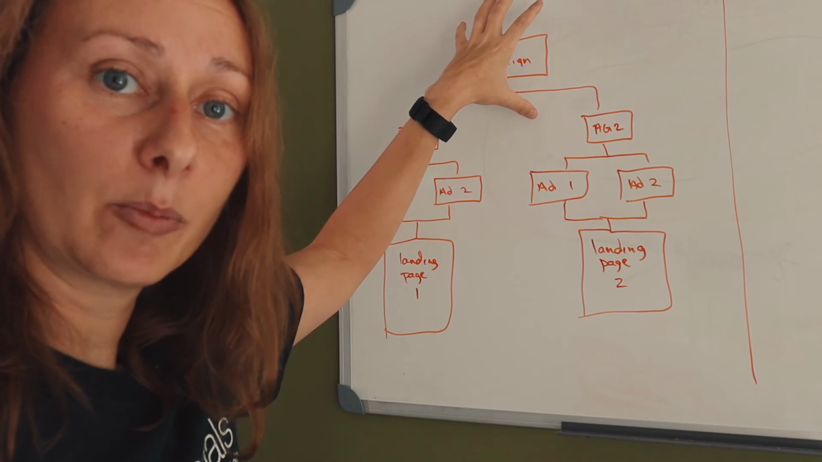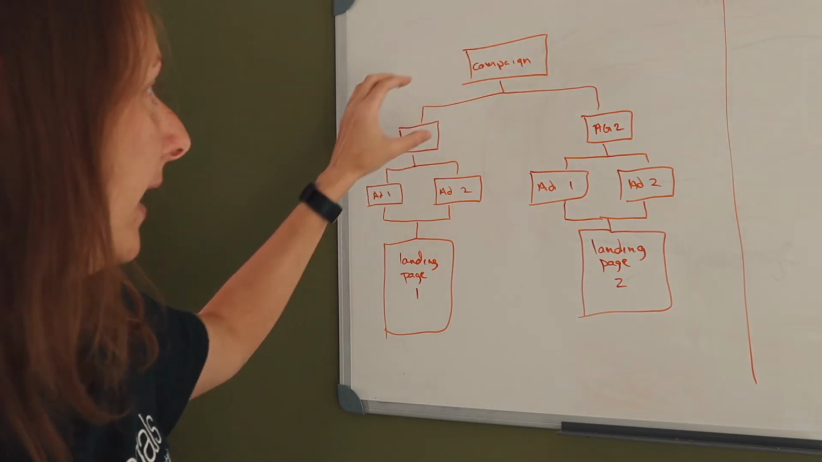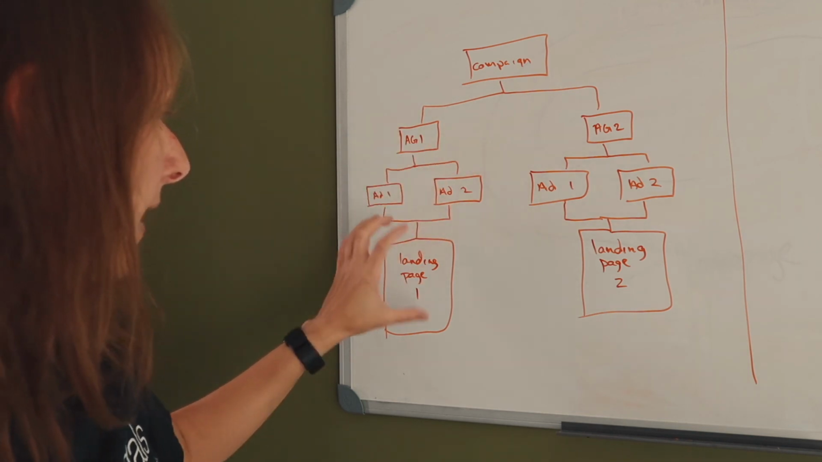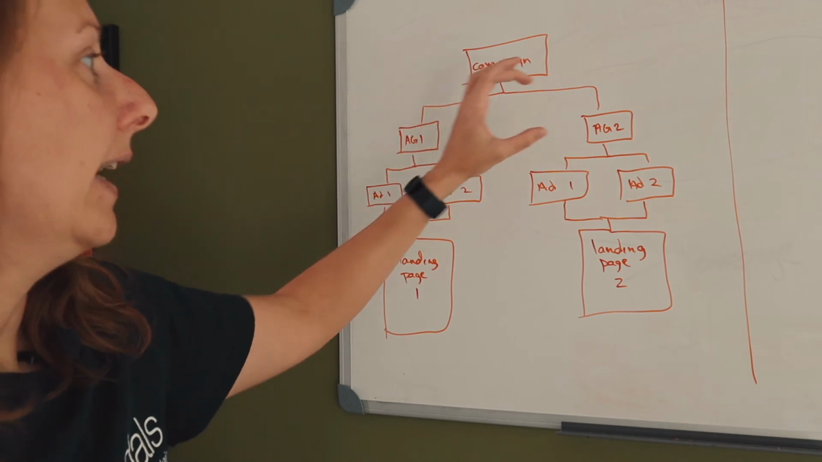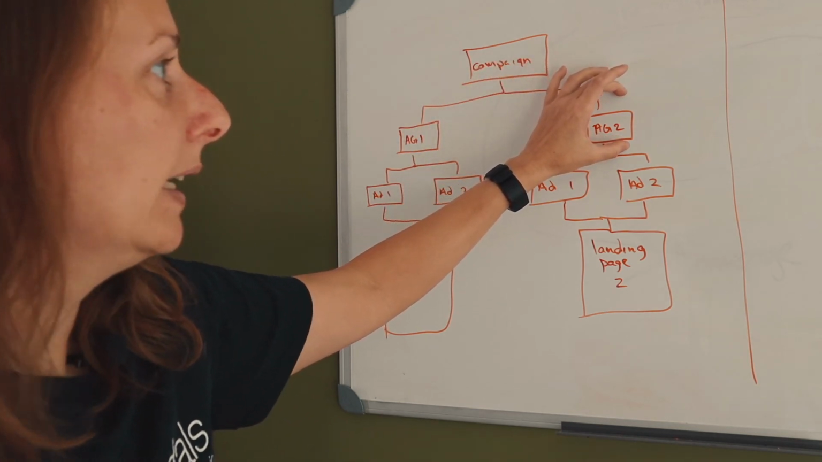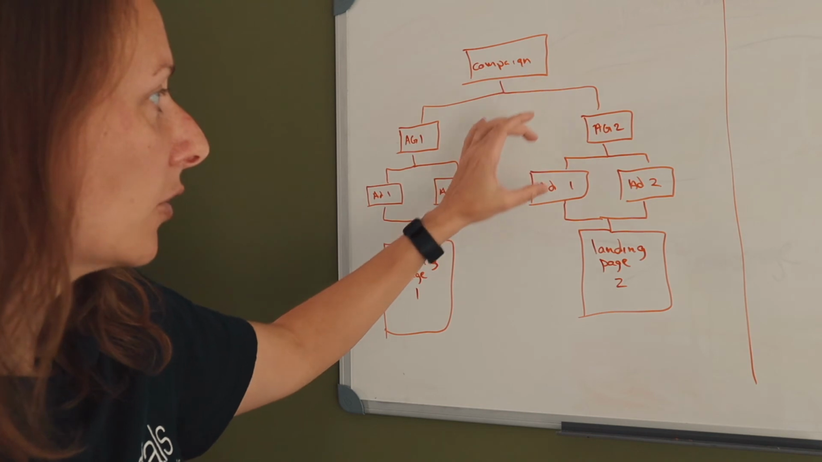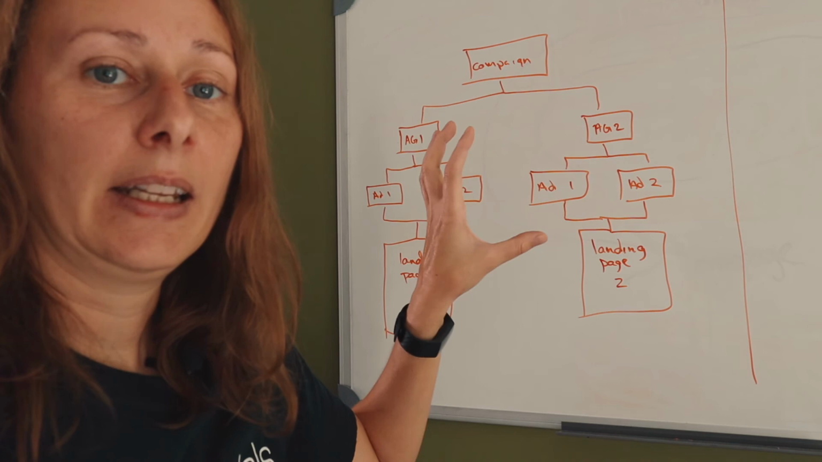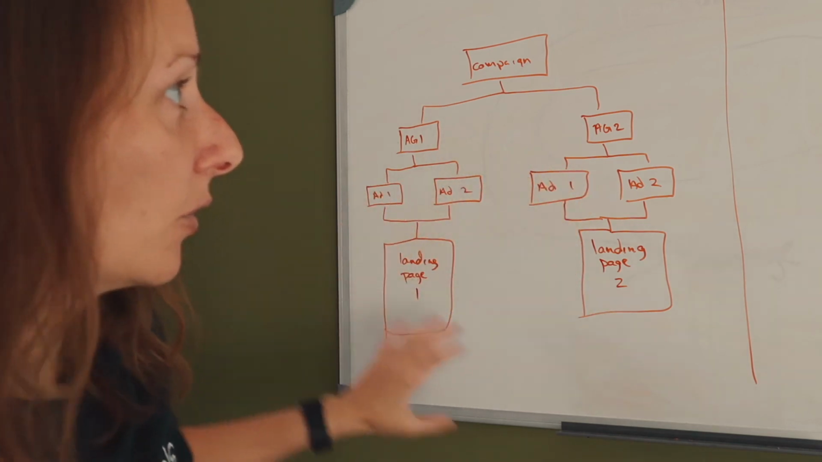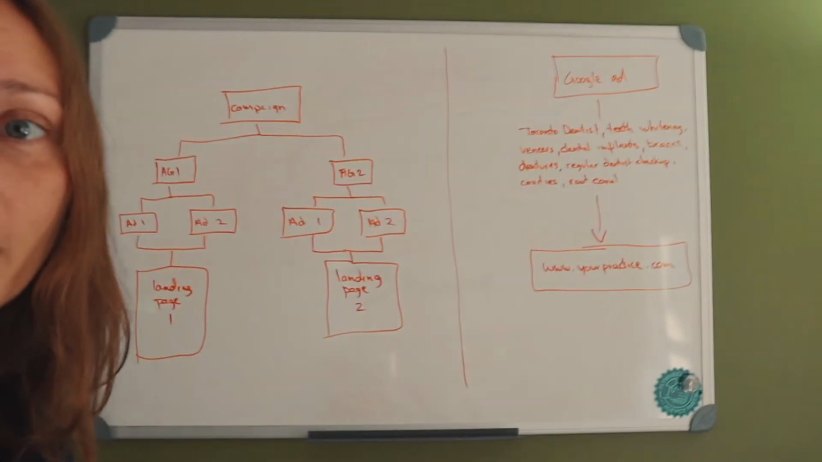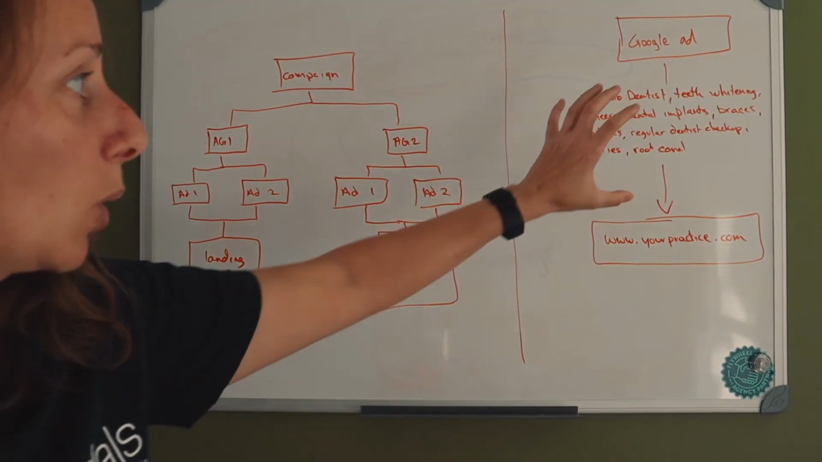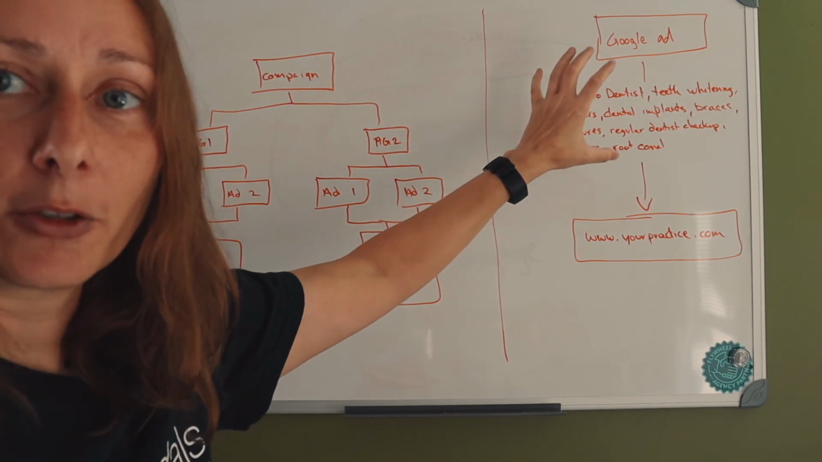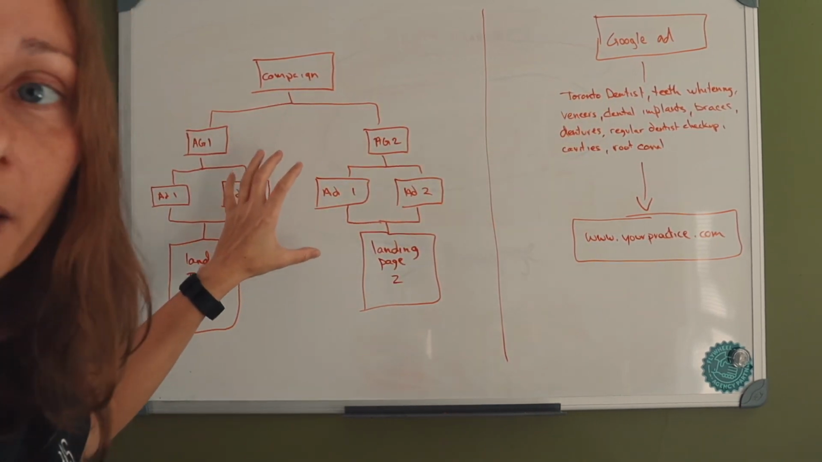Let's say this ad is about cosmetic dentistry and this ad group is on veneers. So these two ads would be on veneers and this landing page is on veneers. And ad group 2 is on teeth whitening. So your two ads are about teeth whitening and this specific landing page is about teeth whitening. So this entire thing in a nutshell is the problem that most dental practices are facing when running their Google ads. And here is the solution.